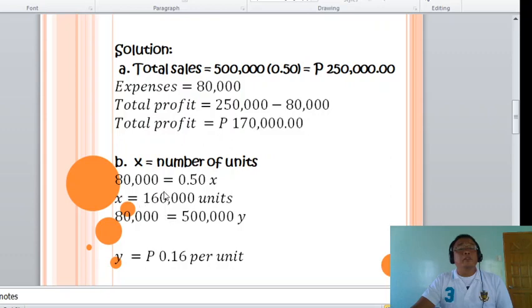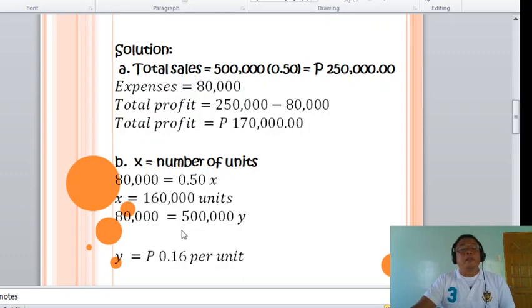For letter B, X equals the number of units. So expenses of 80,000 equals the price, of course, of 50 centavos per unit, multiplied by X, the total number of units. Therefore, getting the value of X, X equals 160,000 units.